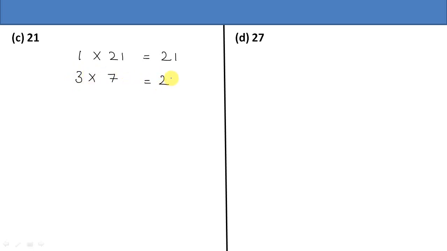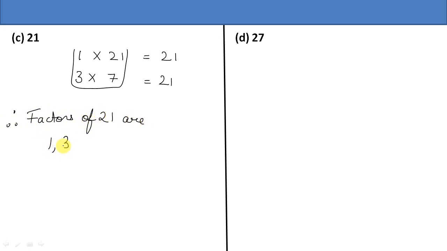4 के टेबल में? No. 5 के टेबल में? No. 6 के टेबल में? No. 7 के टेबल में? Yes. And we have already mentioned here 7. So now it is complete. So we'll make a U here and we will write down therefore factors of 21 are 1, 3, 7 and 21.